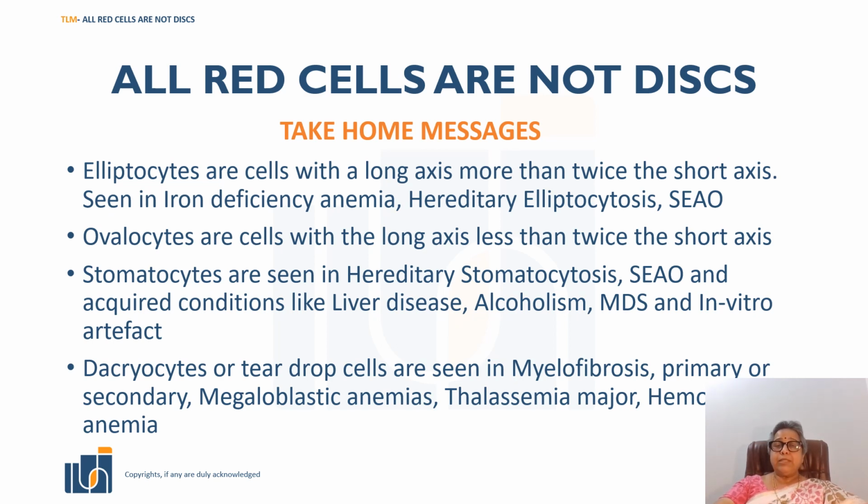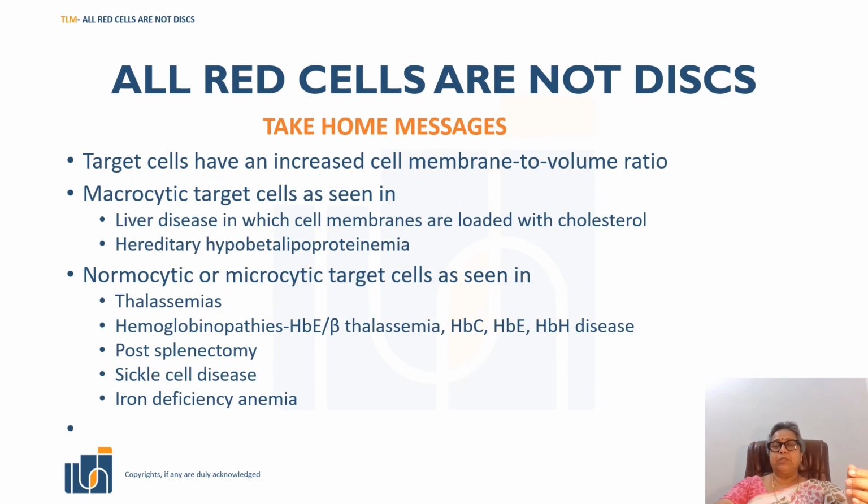So you have to understand that you can see these cells not just in hematological conditions, but also in systemic disorders. Target cells have an increased cell membrane to volume ratio. They could be normocytic, microcytic, or they could be macrocytic. Macrocytic seen in liver disease, and normocytic or microcytic seen with all other red cell diseases like thalassemias, hemoglobinopathies, sickle cell disease, and iron deficiency.